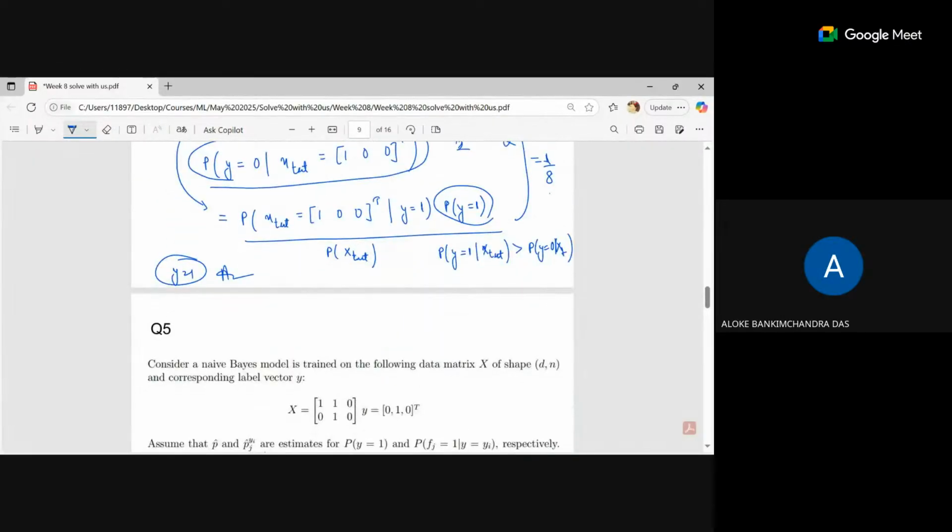In smoothing, you will put some dummy data. For smoothing, you need to put two dummy examples, right? One is where all the features take the value 1, and one is where all the features take the value 0.